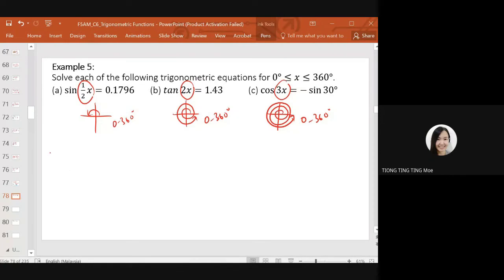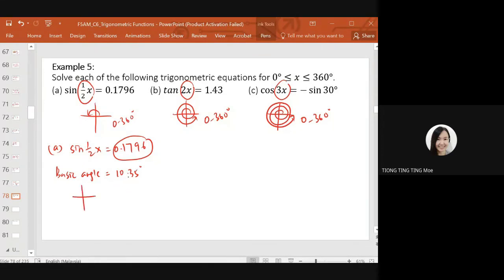Okay, so now we practice. Sine of 1 over 2x equals 0.1796. We do the same thing first. We find out the basic angle for this one first. What is the basic angle? The basic angle is shift sine 0.1796. So you get 10.35 degree.